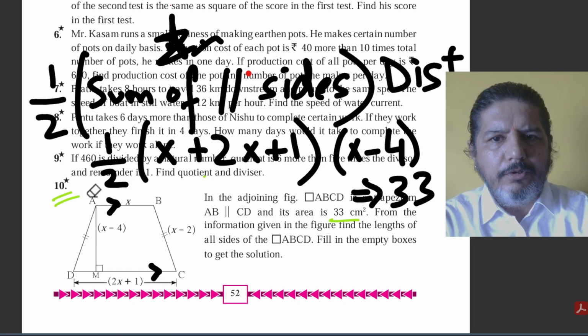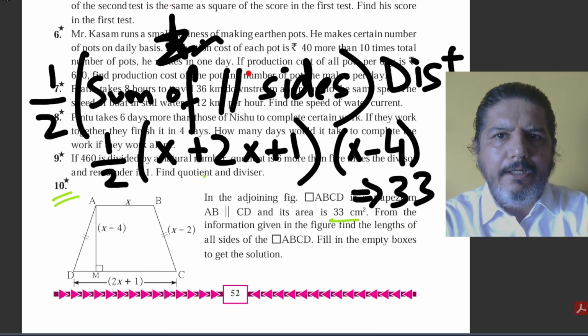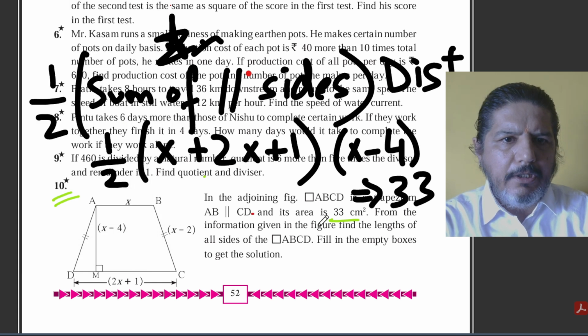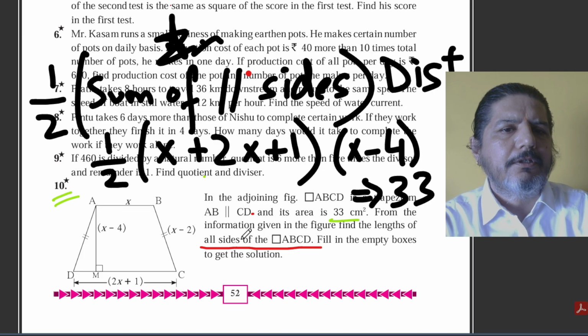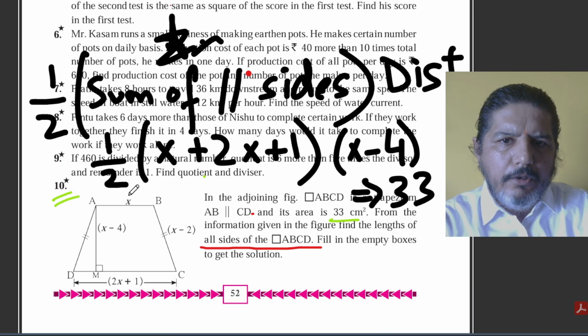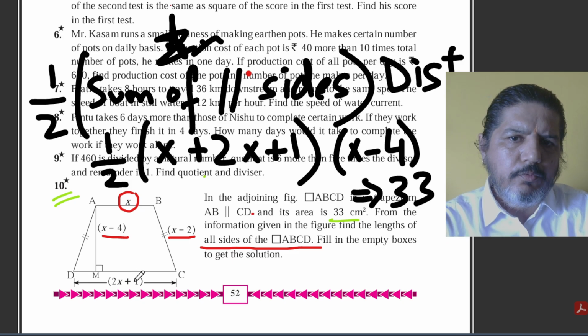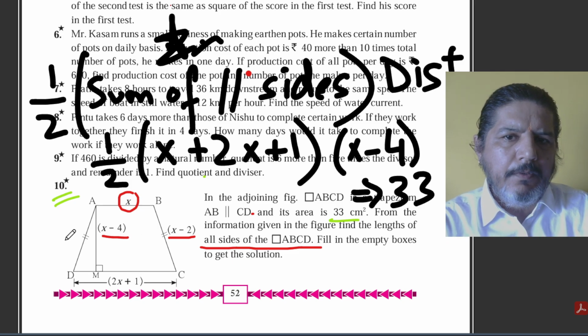In a question like this, you really need to understand what is being asked. From the information, find the length of all sides of the trapezium ABCD. Finding x will only give you this. Once you have x, you'll also have to find the value of x minus 2, and the value of x minus 4. AM is a perpendicular, that is why AM is the perpendicular distance between these two lines. Then you will have to find the value of 2x plus 1. So all these sides have to be given.